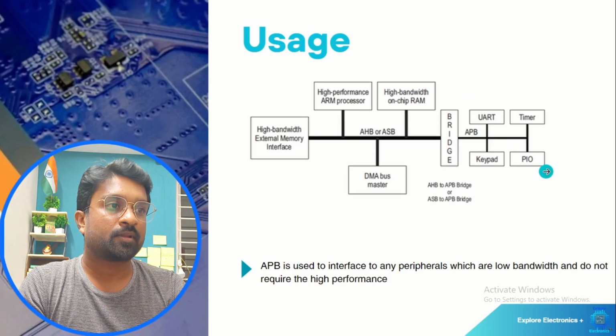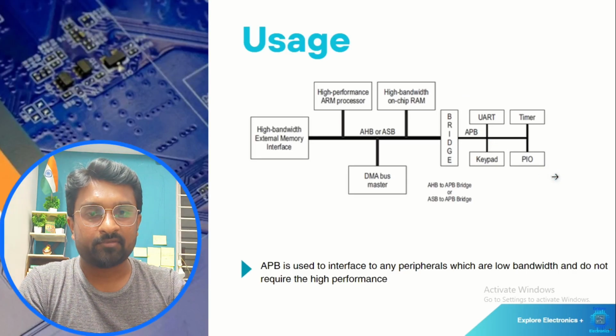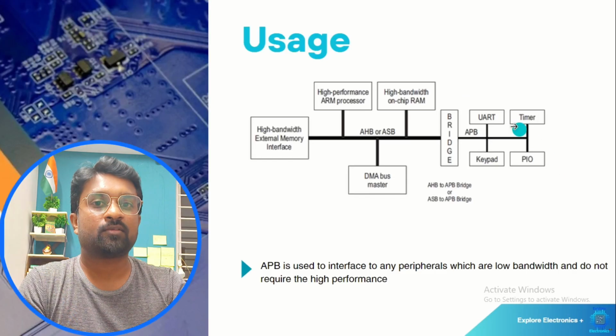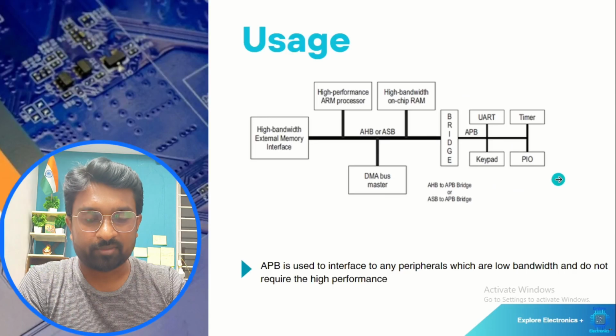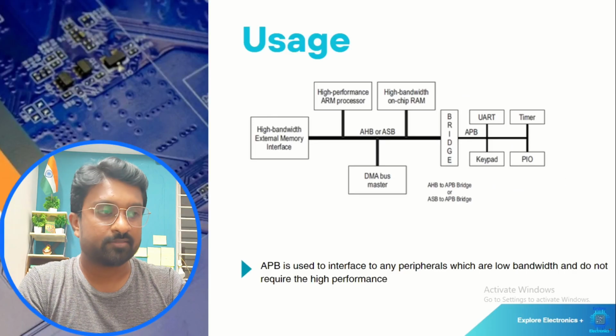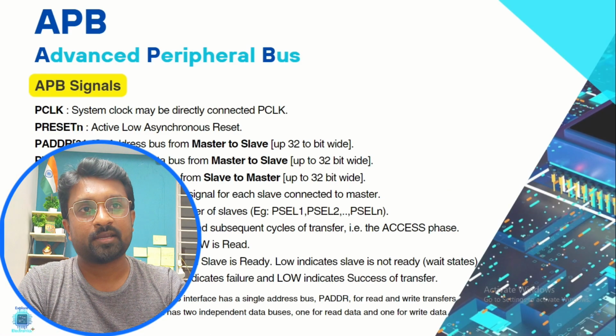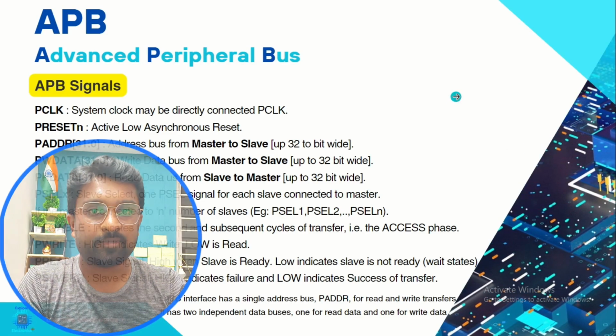So this is the simple block diagram indicating where AHB as well as APB can be used. So the idea is that APB will be used whenever we are going to connect peripherals which are going to act with low performance or with less bandwidth. So let us try to understand the signals corresponding to APB now.